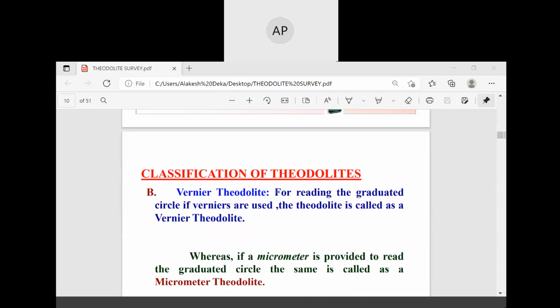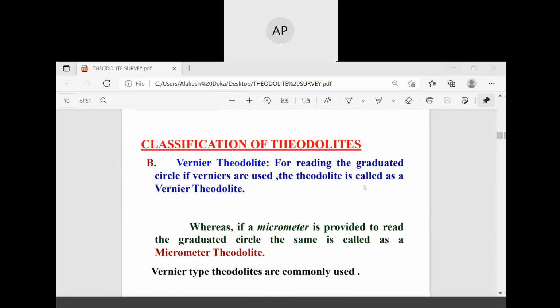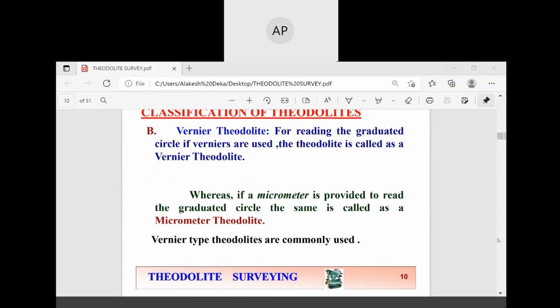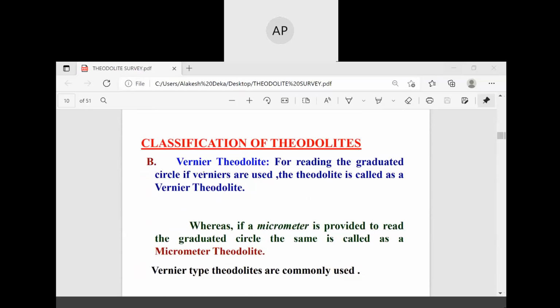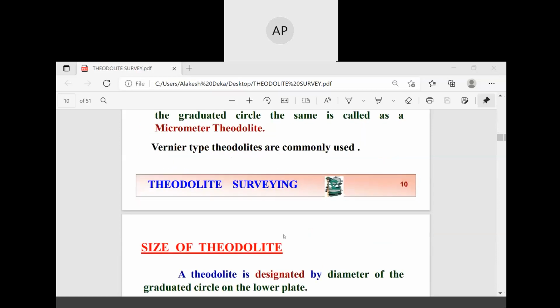Classification of theodolites: vernier and micrometer. Vernier theodolite: for reading a graduated circle, if verniers are used, the theodolite is called a vernier theodolite. Whereas if a micrometer is provided to read the graduated circle, it is called a micrometer theodolite. Vernier and micrometer theodolites are commonly used.